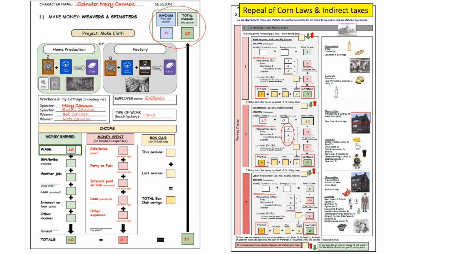So let's say she's still just making her 10 shillings. If both of them were repealed, she would pay 3 shillings in food, 1 shilling in wardrobe and household items, and 1 shilling in shelter, meaning her necessities are 5 shillings, and she has a savings of 5 shillings. And again, she can buy 4 shillings of luxuries and get that 1 status point, and still have a savings of 1 shilling. So repealing the Corn Laws and indirect taxes are very important for the lower classes.